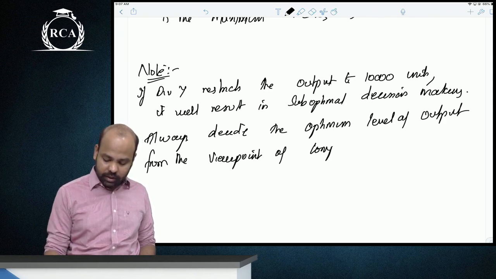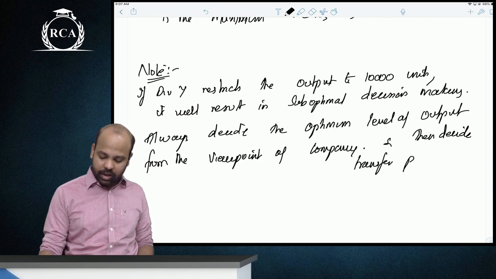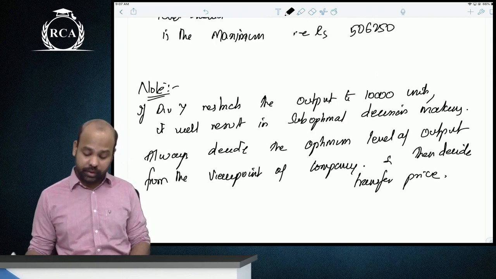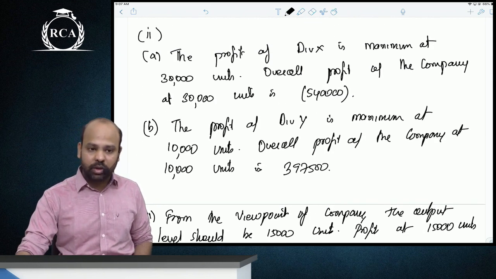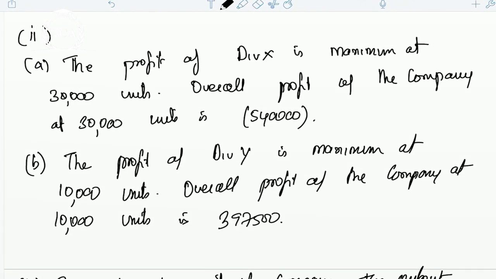समझ में आ रहा है? Yes. And then decide the transfer price, and then beta you can always decide what should be an optimum transfer price. पहले देखो बेटा as to what is the best thing from the viewpoint of the company. समझ गए सर? खत्म कर दो बेटा. With this we are done with the second question, guys. We will now have a discussion of the other transfer pricing methods.